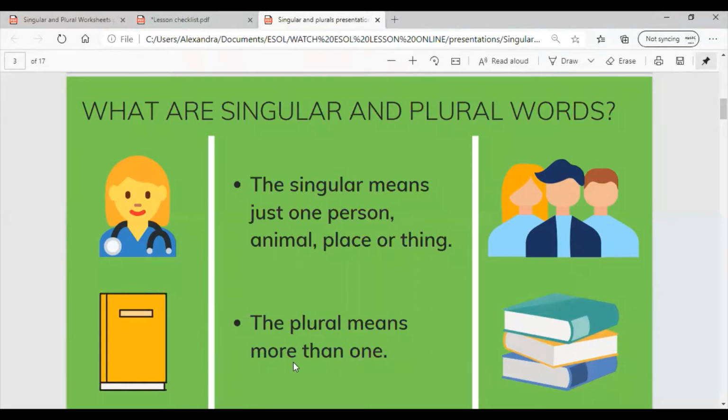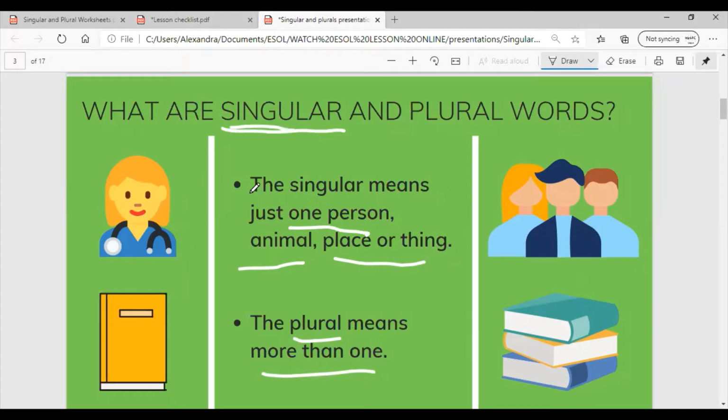Whereas the plural means more than one. So you could have many people, a few people, many books, or a number of books, or a number of things. So it's quite simple that singular is one person, animal, place or thing, whereas the plural is more than one. So it's a really easy way to remember it. You've got singular, and if you look at the word single, you can think about single being like one person, and plural just means more than one.